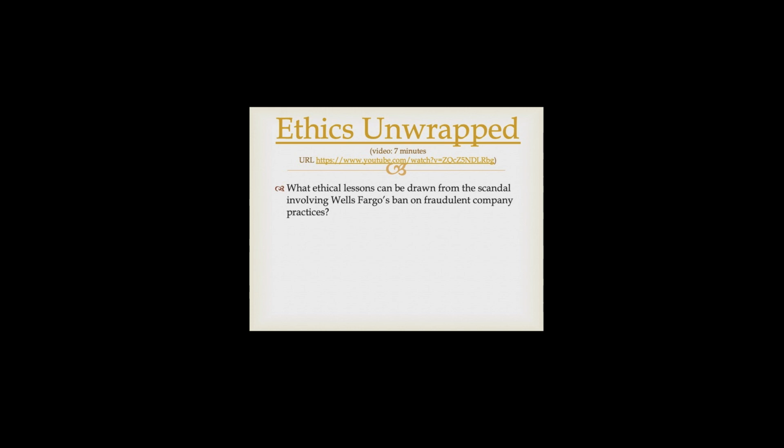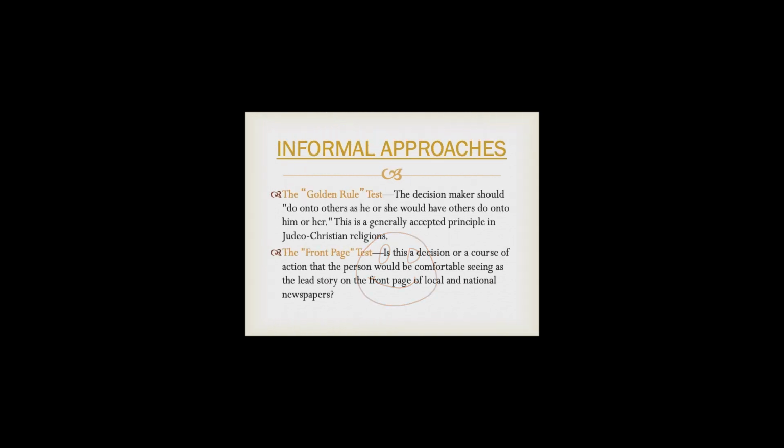What I'm going to do now is to talk about different informal approaches to ethical dilemmas. There are in the book a lot of approaches that are discussed, and I'll discuss some of those too. So, a couple of the informal approaches. One is the golden rule. That's a test that says the decision maker should do unto others as he or she would have others do unto him or her. This is sort of a generally accepted principle in Judeo-Christian religions. The question sometimes is, how do you decide what you would want done unto you? It's a good informal test, but it doesn't provide all the answers.